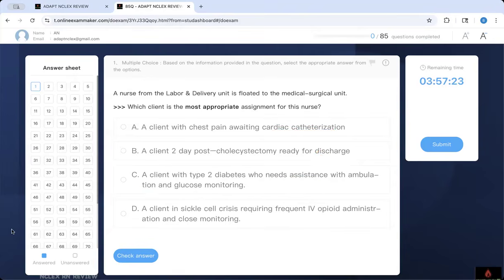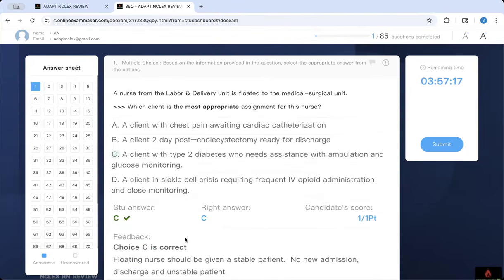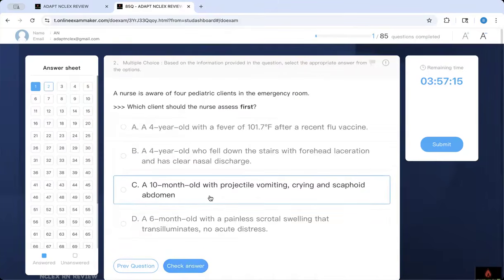This is the way you should approach each question. And therefore, the right answer is number 3. This is the patient, we're going to give it to that patient. Number 2, this is a prioritization.